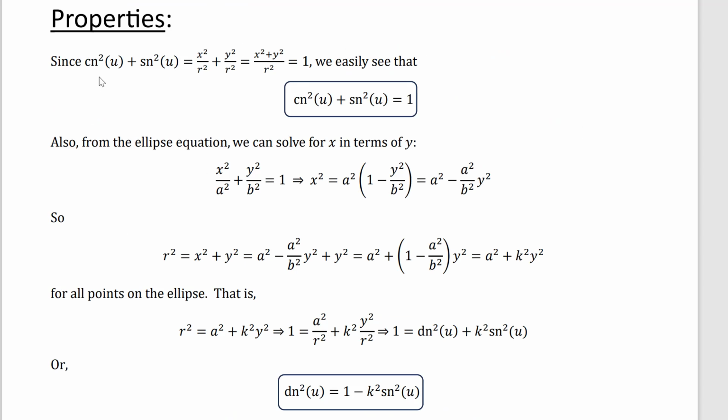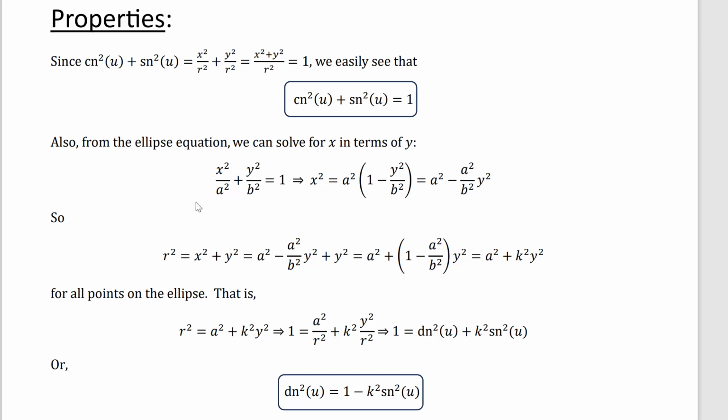I guess I'll continue with the property. So we kind of started over. So defining cn u and sn u as x over r and y over r, x and y points on the ellipse, r is the distance from the origin to that point (x, y), then r squared is x squared plus y squared. So we easily get this identity.